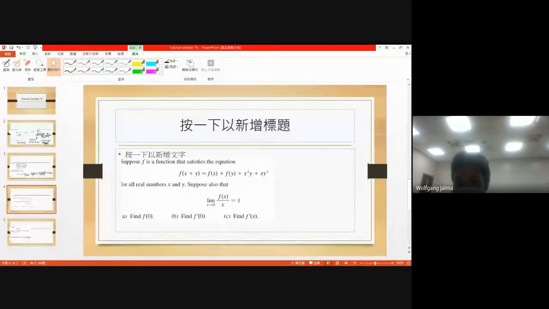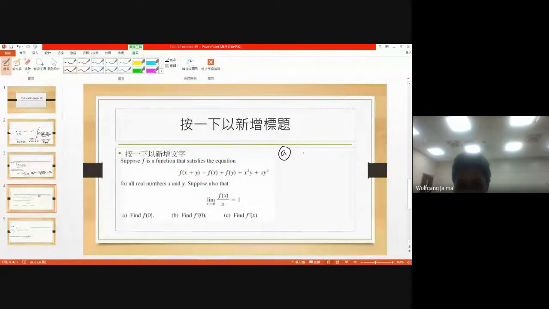Okay. So we begin with A. A is the easy one, right? That f(0) must be 0, because otherwise the limit as x approaches 0 of f(x) over x equals infinity, because the divisor is 0, right? So the upper part must be 0 too. Otherwise, you cannot play with 1.